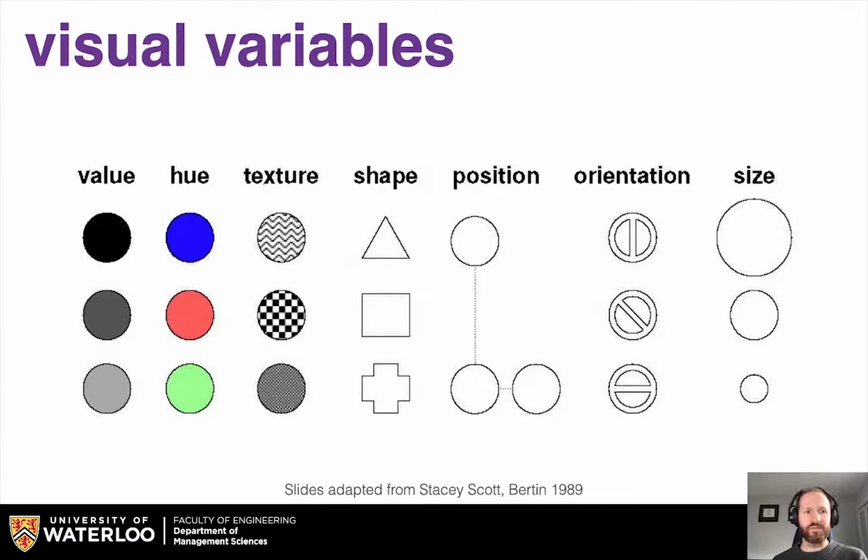These are the main visual variables that you have to work with. Value, which is how dark or light something is. Hue, so what color it is. Texture. Shape. Position. You can see the two are kind of clustered together and one is separate. Orientation. And size. And each of these has a different priority in your visual attention.